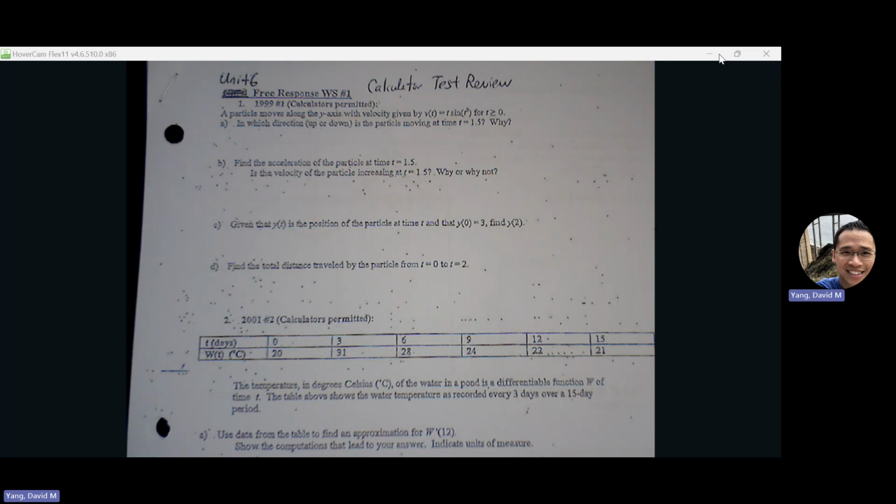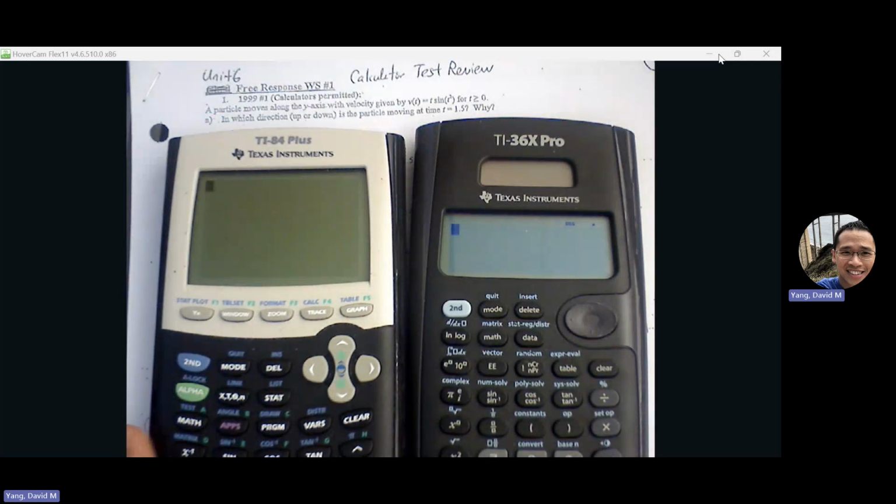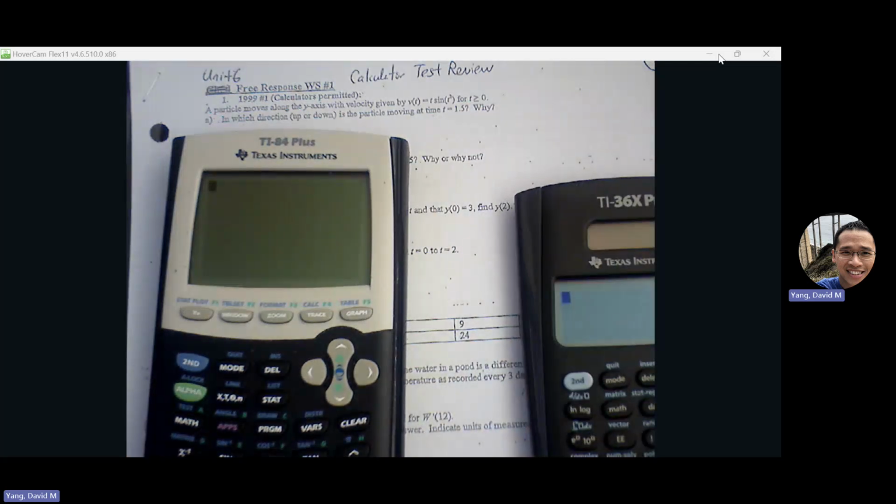So you have two options. Either TI-84 or 3036 Pro. Either of these can help you get to these calculus features, which I will walk through and show you.